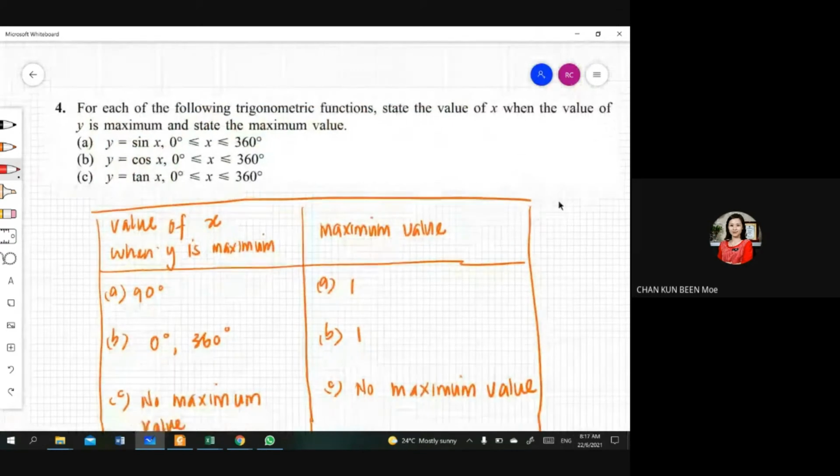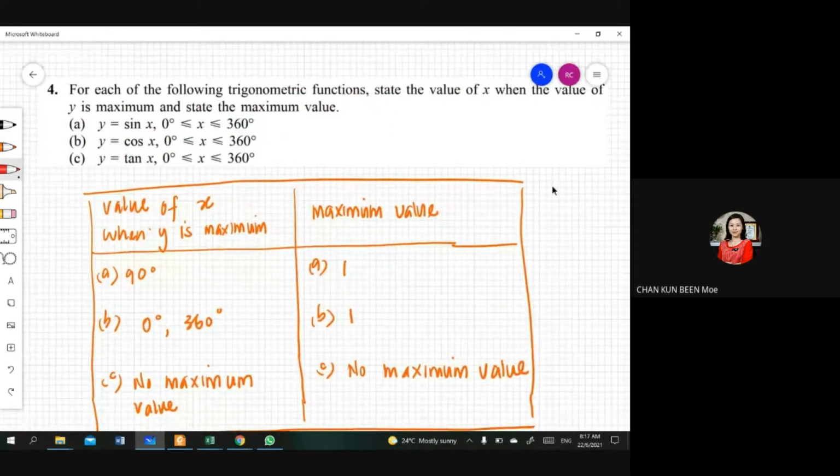Okay, number 4. For each of the following trigonometric functions, state the value of x when the value of y is maximum and state the maximum value. So they are asking for the value of x when y is maximum and the maximum value. So for y equal to sine x, in between 0 to 360, the value of x when y is maximum. So what is the value of x when y is at maximum?